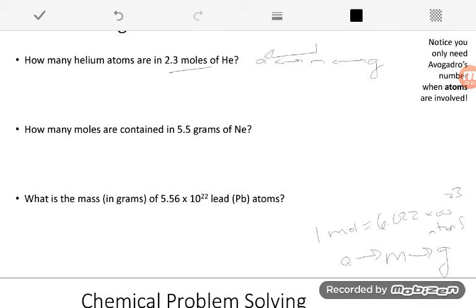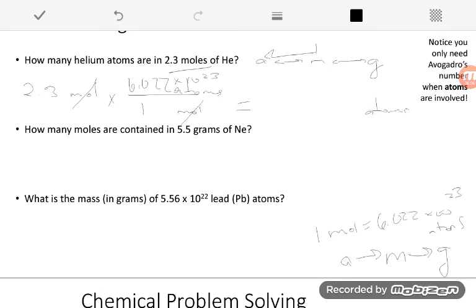So we say, okay, I'm given 2.3 mole. I'm going to set up a conversion the exact same way we've been doing conversions. I'm going to put mole on the bottom, and that means I can put atoms on top. And 1 mole is equal to 6.022 times 10 to the 23rd. So my moles cancel, and I end up with the units I wanted, which were atoms.